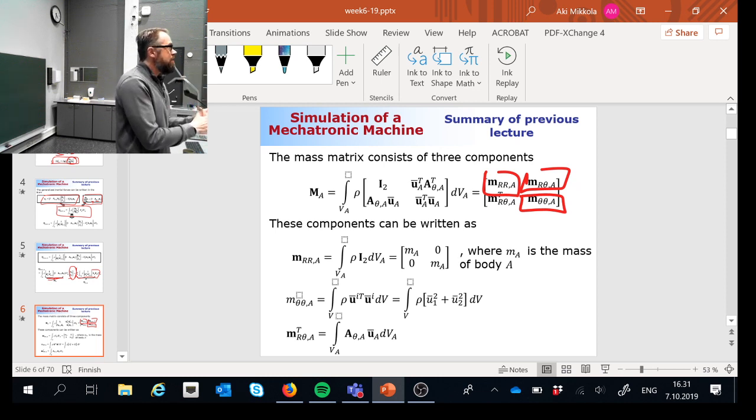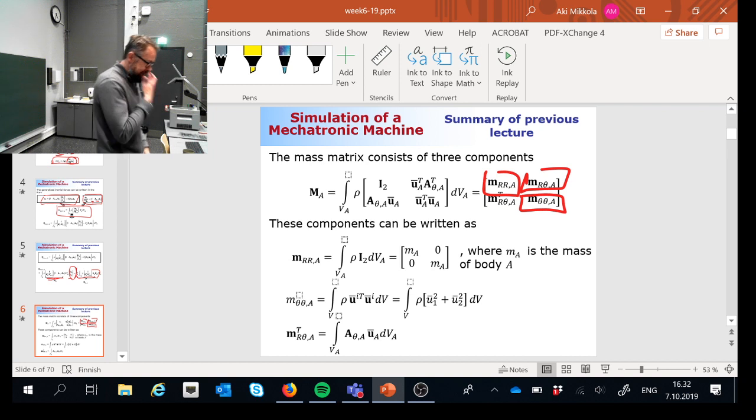How can you make your diagonal representation of the mass matrix? By putting your body reference coordinate system where? The center of the mass. That's correct. All right? That's what I'm going to ask. I will ask that. Clear?